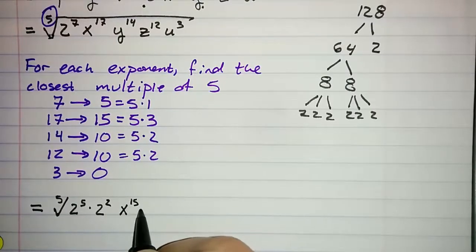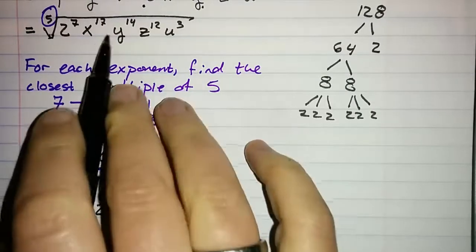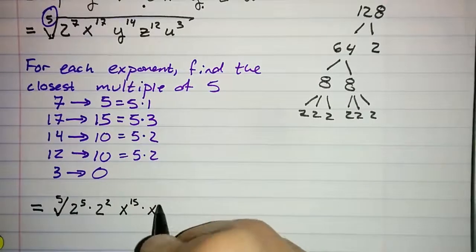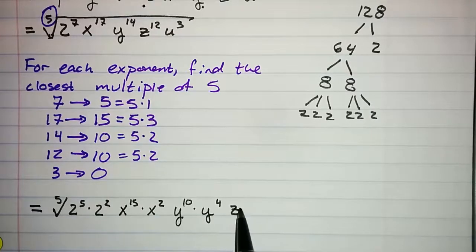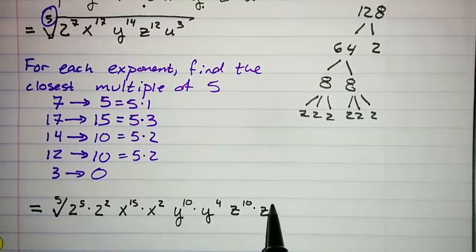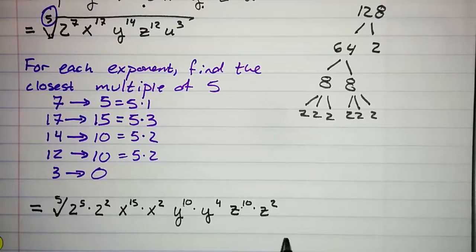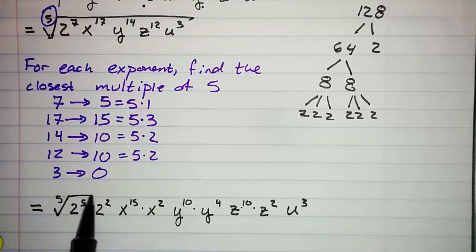X to the 15th times x squared: 15 plus 2 is 17. Y to the 10th times y to the 4th, because 10 plus 4 is 14. Z to the 10th times z squared, because 10 plus 2 is 12. And u to the 3rd just sits there.